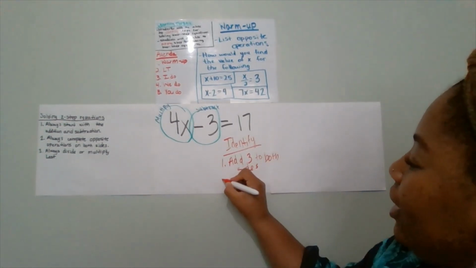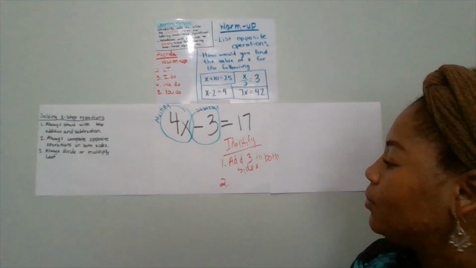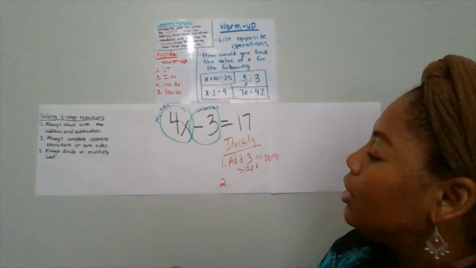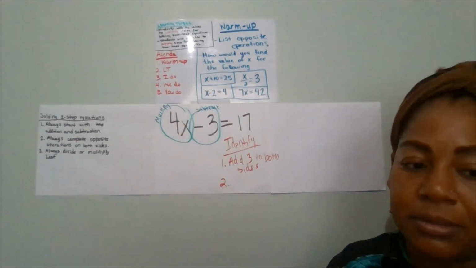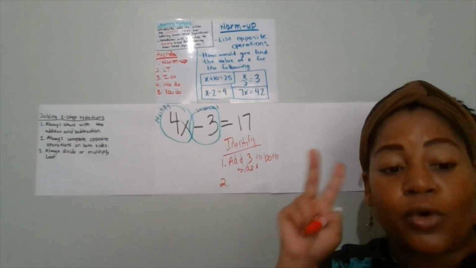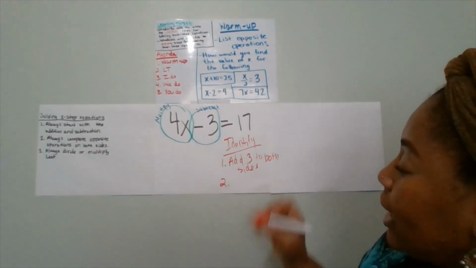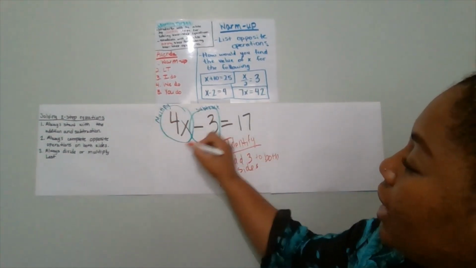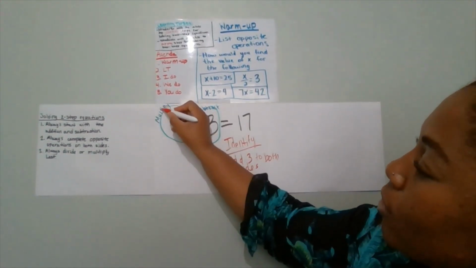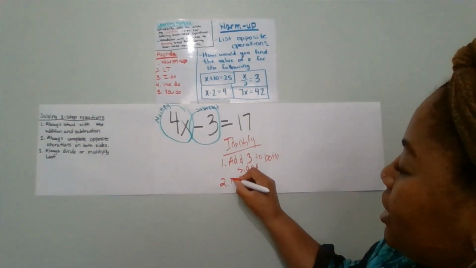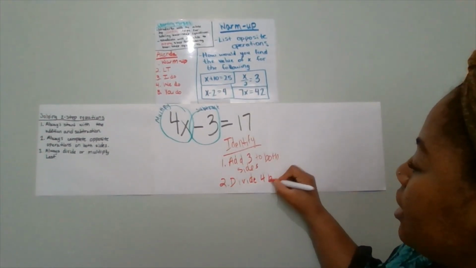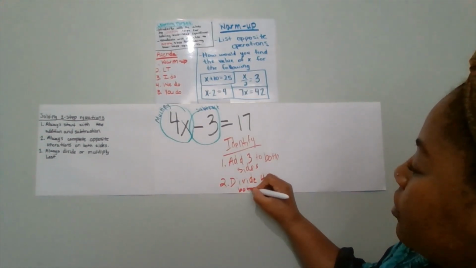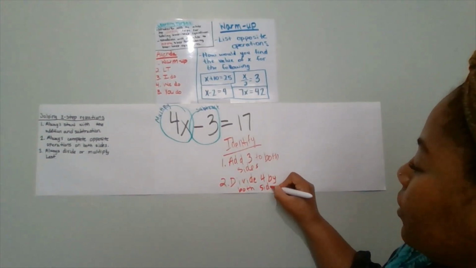Add 3 to both sides. Okay? And then number 2, after we add that 3, now we still have that multiply, right? Two-step equations, we're going to take 2 steps. So our second step is going to be to undo that 4x. We're multiplying here, so opposite would be to divide. So we're going to divide by 4 on both sides, okay?